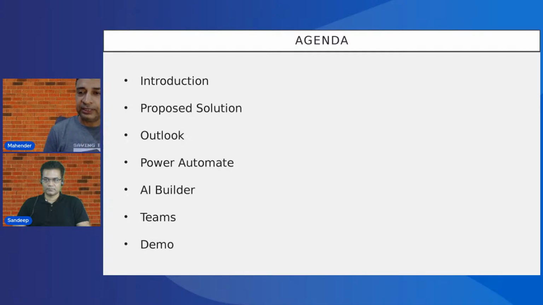Okay, so here is the agenda. We will start with a basic introduction, and then see what our proposed solution is. There may be different proposed solutions, but in today's scenario we will discuss the tools we are going to use. For example, Outlook and Power Automate. Then we will talk about how we can use AI Builder to read those emails and get the sentiment information from there, and then how we can use Teams to send the notification to the concerned team, depending on whether it is positive or negative.